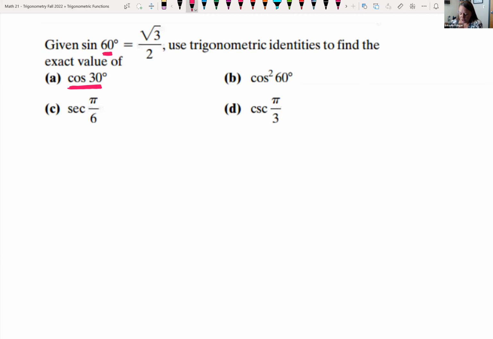So by the complementary angle theorem, I know that sine of 60 degrees is the same thing as cosine of 30 degrees. And since we were given that sine of 60 degrees was equal to √3/2, we can say then cosine of 30 degrees is equal to √3/2.